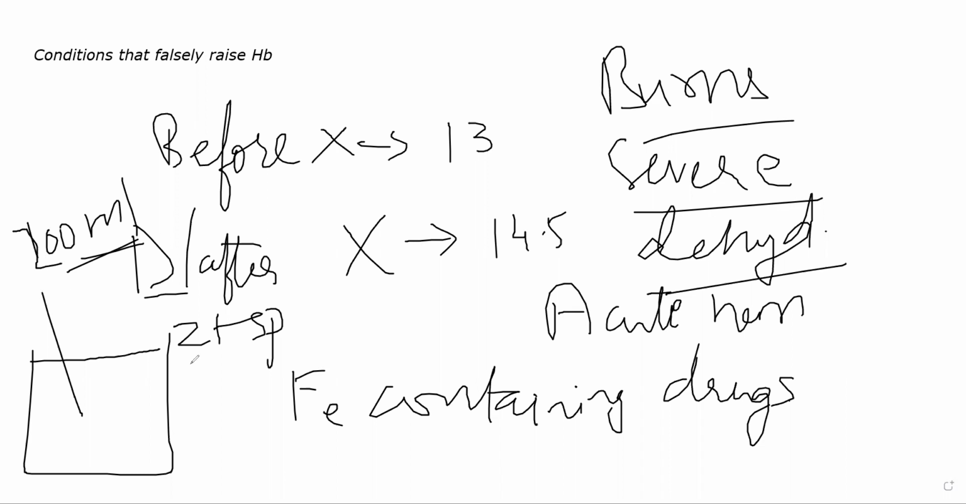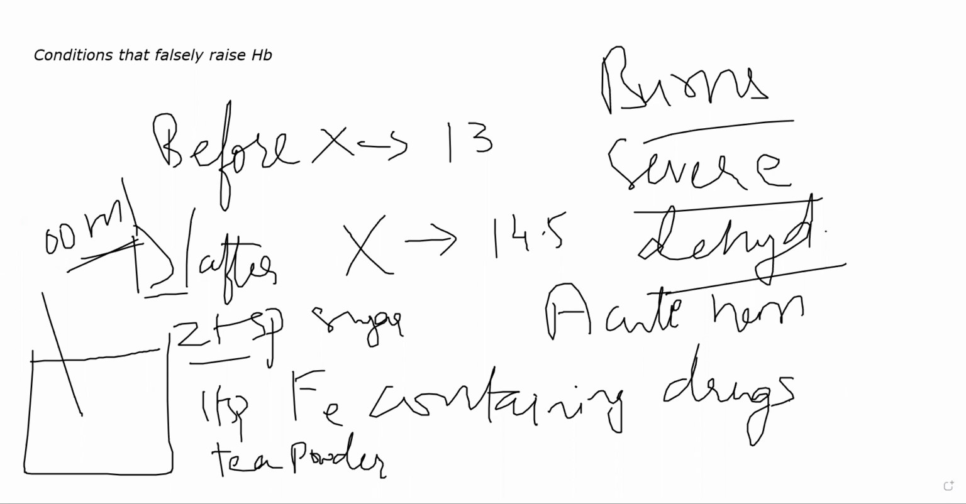In 200 ml of water you are adding 2 teaspoons of sugar, and 1 teaspoon of tea powder, or tea dust, whatever you call it. Now, what will happen to your tea if you use 100 ml instead of 200 ml? You're not changing anything else, just the amount of water. What will happen to your tea? It will become sweeter.